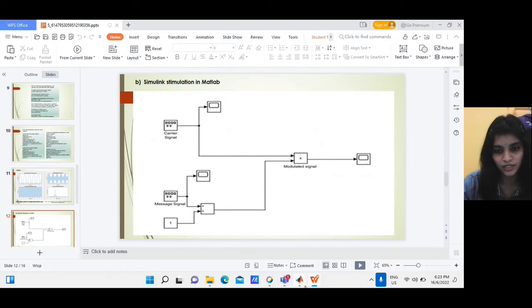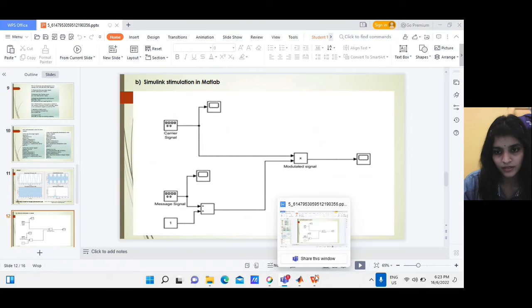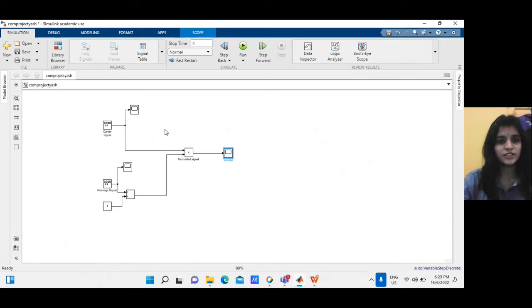So I will show the Simulink. Okay, so this is the Simulink. First, we use the signal generator as the carrier signal here. For the message signal, we connect it with a constant 1. And then this is a scope to show the output waveform for the message signal. This one is for the carrier signal output. Then this is combined using a product block, and then it becomes the modulated signal. We use this scope to show the modulated AM signal.